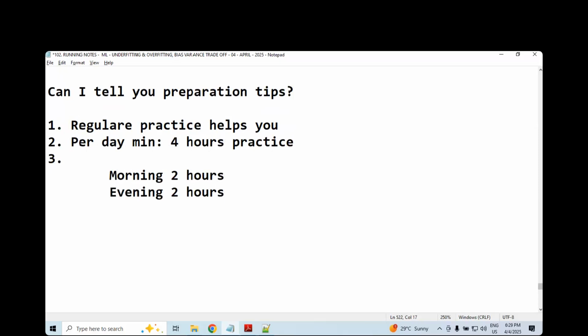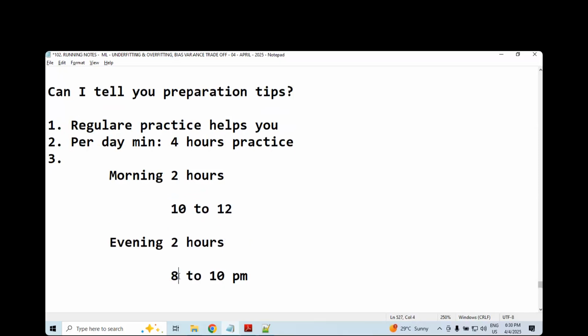Evening, 2 hours actual. That's what you can plan. Imagine Monday you have started. On an average, you are very serious about your preparation. You start your preparation in the morning, think like 10 to 12, 2 hours actually. Evening, on an average, something like 8 to 10.